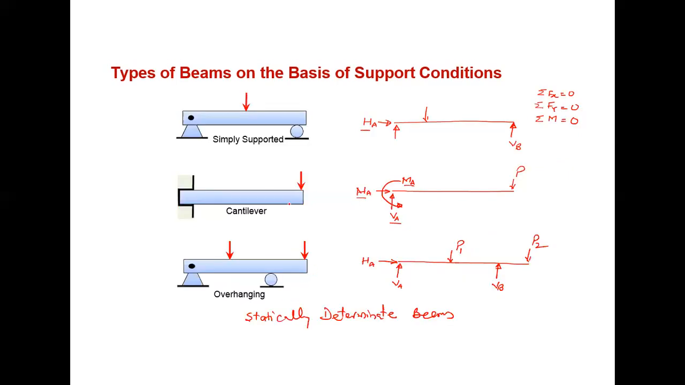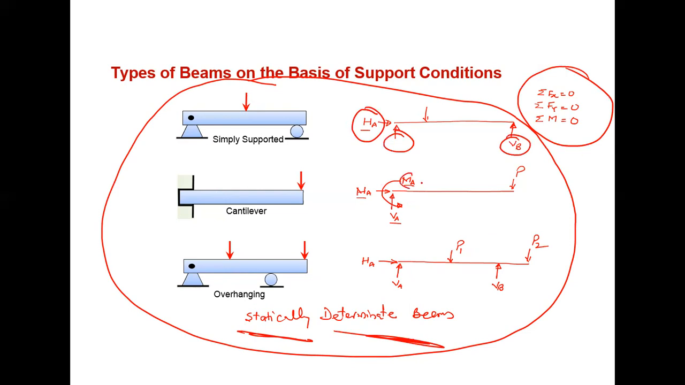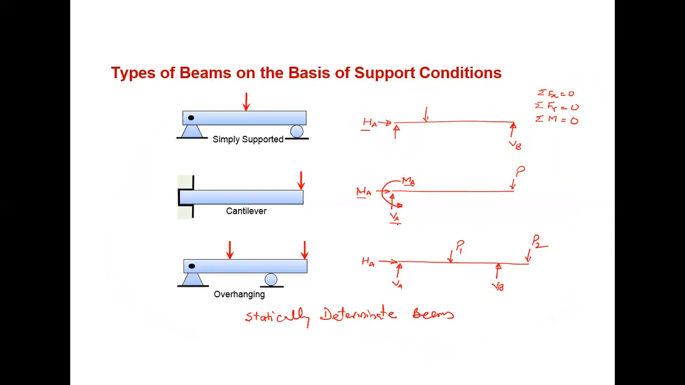It is very important to know that these types of problems are commonly referred to as statically determinate beams, because if you apply these three constraint equations, then you can find out all the unknowns. Here you have three unknowns, three equations. Here again you have three unknowns and three equations. Here again you have three unknowns and three equations. You can find out all the unknowns or reactions.